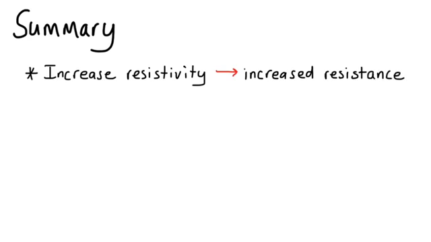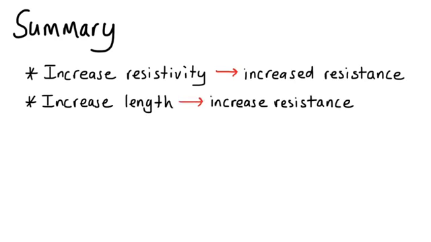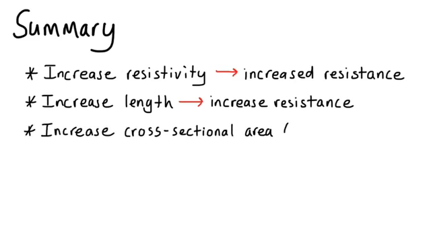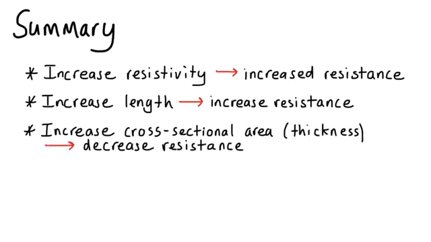Let's summarise our findings then. First of all, we said that if we increase the resistivity, that is the substance inside the wire, how hard it is intrinsically for those electrons to get through, we increase the resistance in that circuit or that conductor. Secondly, we said that if we increase the length of that piece of wire or that conductor, then we increase the resistance. And then lastly, if we increase the cross-sectional area, and this is the one that's different to the other two, in other words, we increase the thickness, we decrease the resistance.